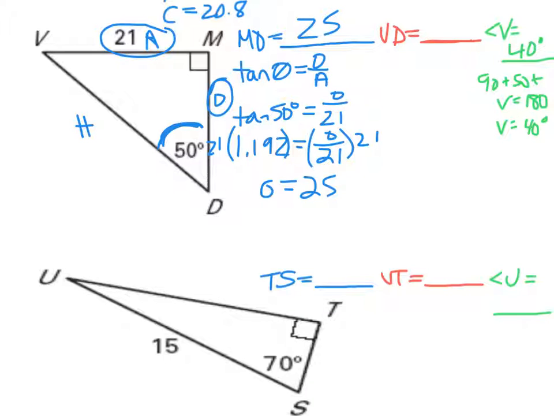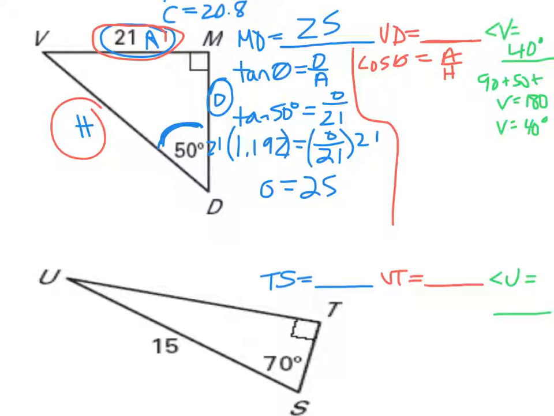I'm just going to use trig, because I think a lot of us really like trig. So if I'm doing that, I have A, and I want VD, so I want H. So A and H is cosine. So cosine of my angle equals A over H. Cosine of 50 equals 21 over H. Cosine of 50 is 0.643.